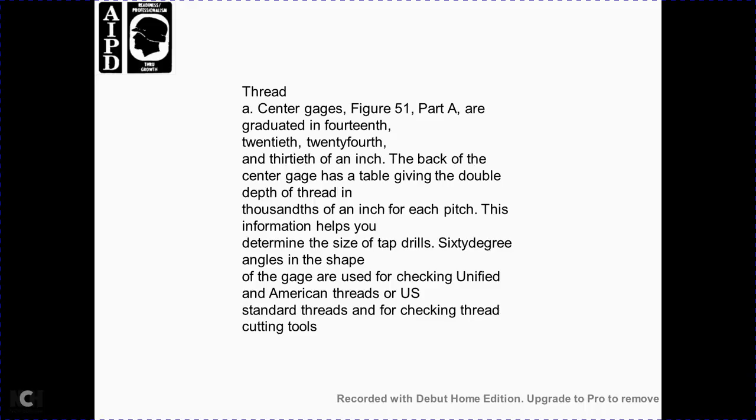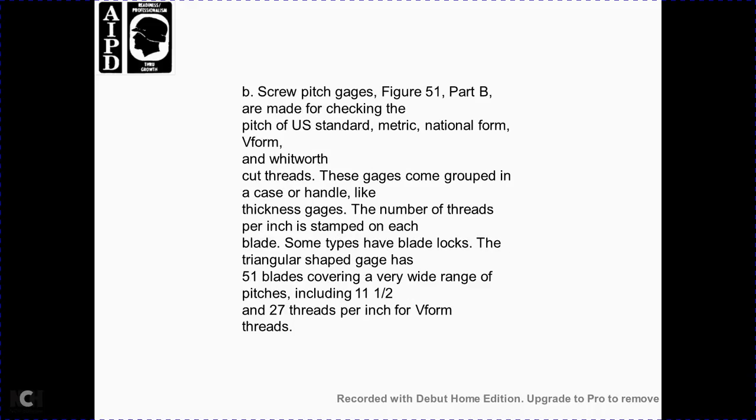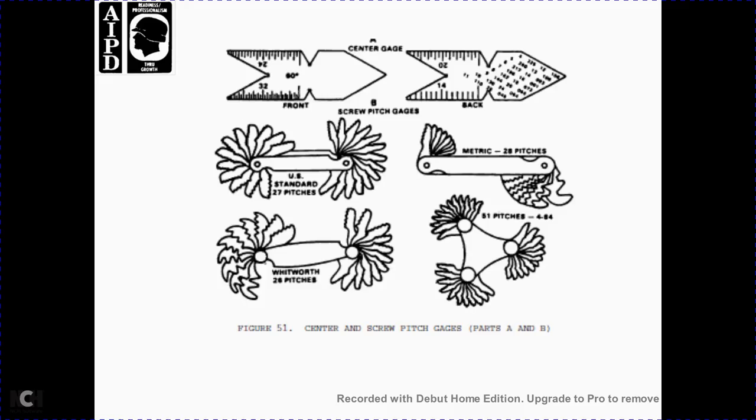Standard threads for checking thread cutting tools. The screw pitch gauge, figure 51 part B, is used for checking U.S. standard, metric, national form, V form, and Whitworth cut threads. The gauge has a handle and the number of threads per inch is stamped on each of the blades, some types with a blade lock. The triangle shaped gauge for figure 51 has blades covering a very wide range of pitches, including 11 and a half to 27 threads per inch in the V form threads.